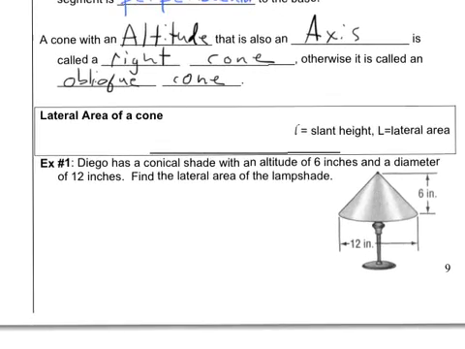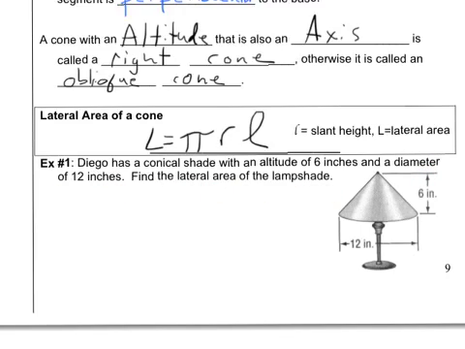Lateral area of a cone. Alright, so we need to know the formula for this. If you want an explanation for the formula, it's in the textbook, and I put it up on the board the other day, but it's a pretty simple formula. The lateral area equals pi times the radius times the slant height. So this next problem, they say Diego has a conical lampshade with an altitude of 6 inches and a diameter of 12 inches. Find the lateral area of the lampshade.